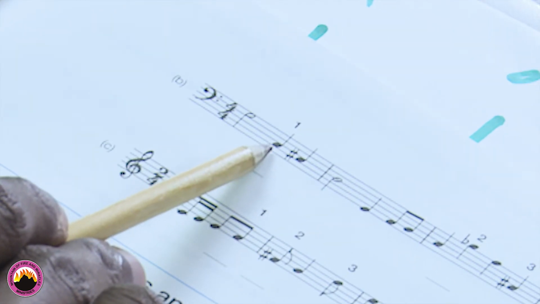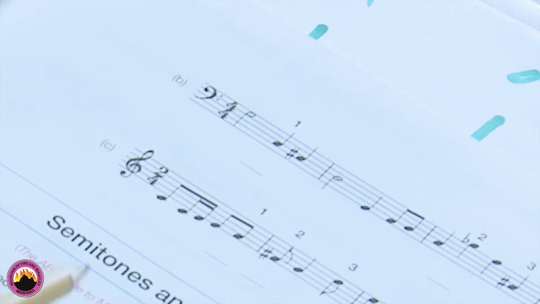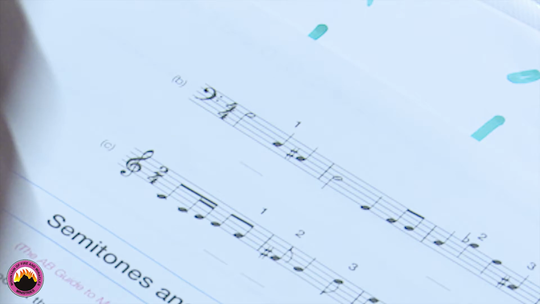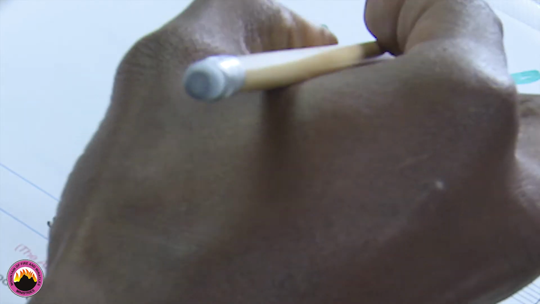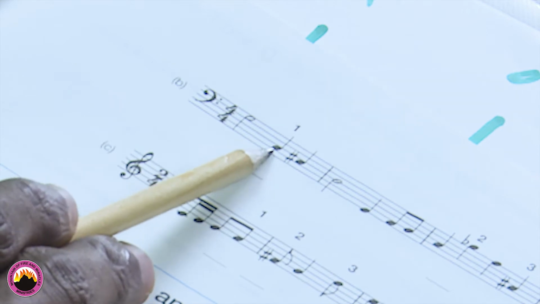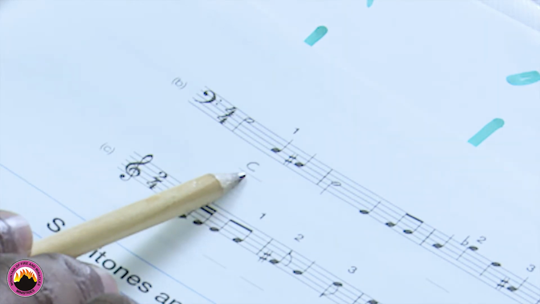Now, number 1, what alphabet is this? What is that note? It is on the second space. And what alphabet is on the second space of the bass clef? That is a C. So we should just write a C down here, right?